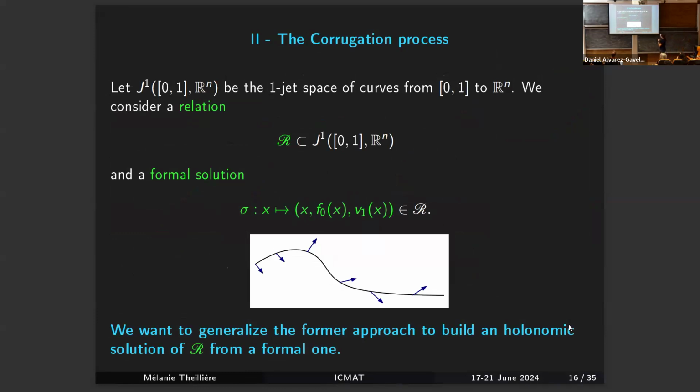So let's go for a more general formula. We are still with curves in the complex plane, so we are still with the one-jet space. We consider a differential relation, just a subset of the one-jet space, and a formal solution. A formal solution is just a curve and, for any x, a vector, which is not necessarily the derivative but which satisfies the differential constraint. And we want to generalize the approach to build a holonomic solution of the constraint from a formal one. Choose a formal solution, and we want to deform it.